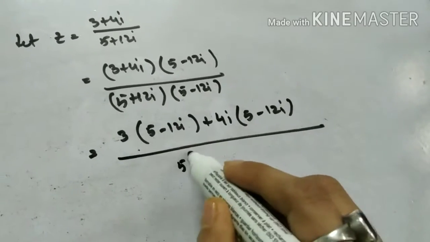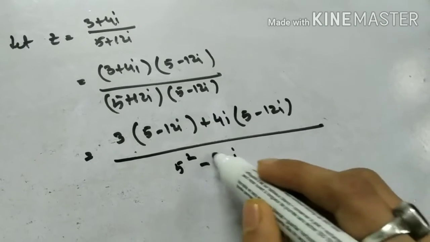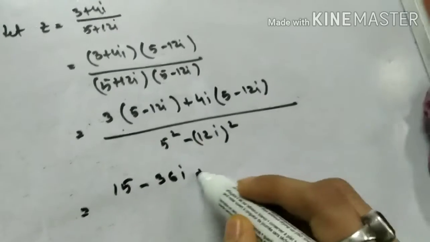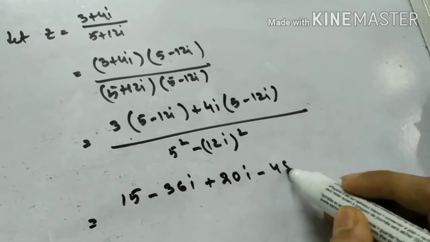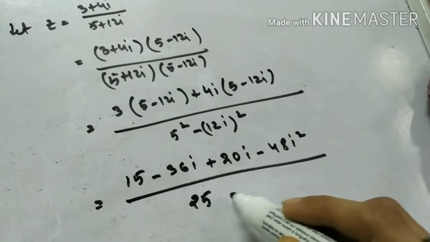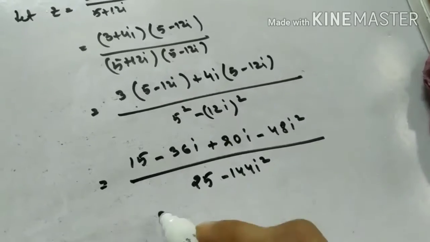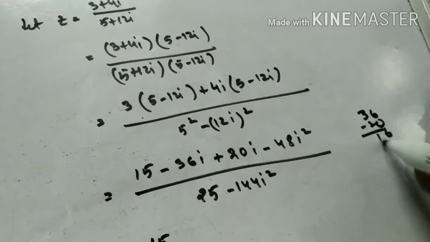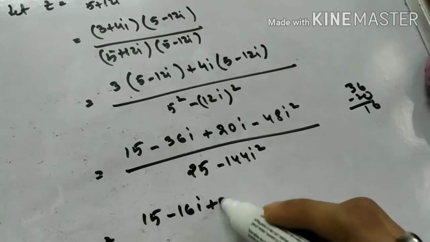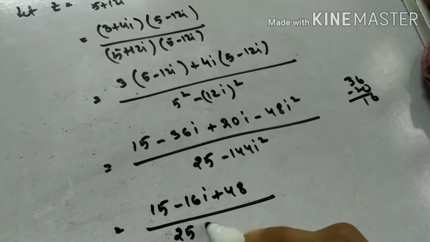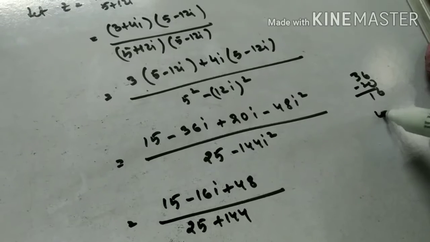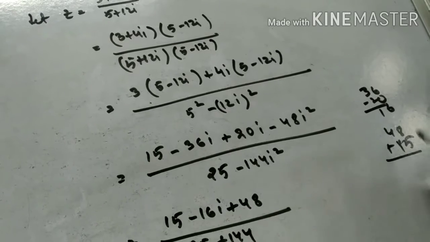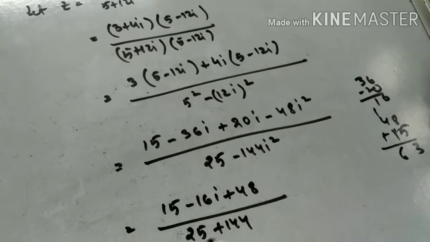The denominator becomes 5² − (12i)². So this is (15 − 36i + 20i − 48i²) / (25 − 144i²). So this is 15 − 36i + 20i, which gives −16i, plus 48, over 25 + 144. Now 48 + 15 gives 63.